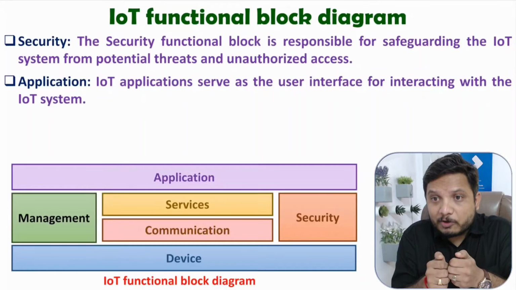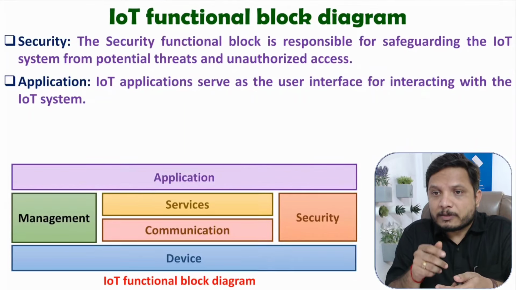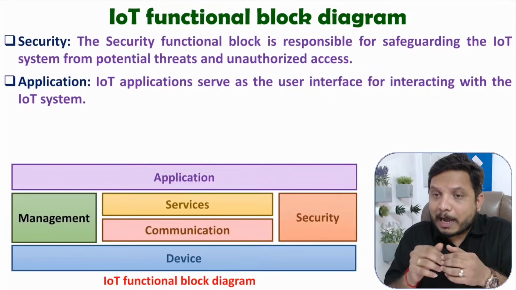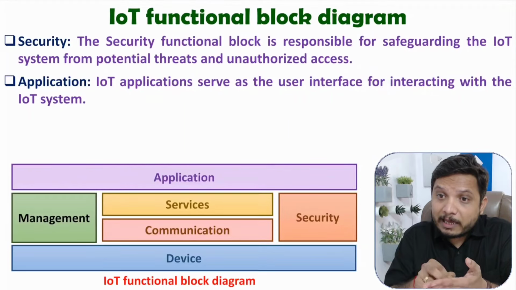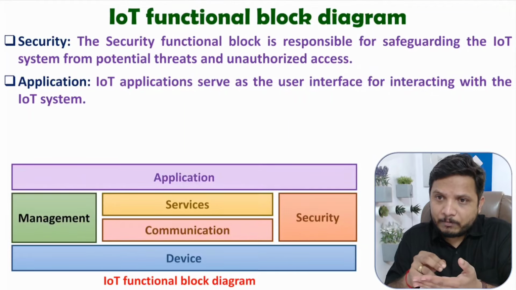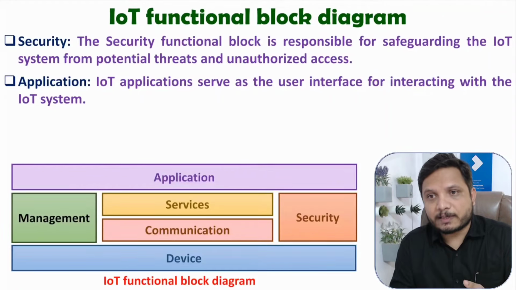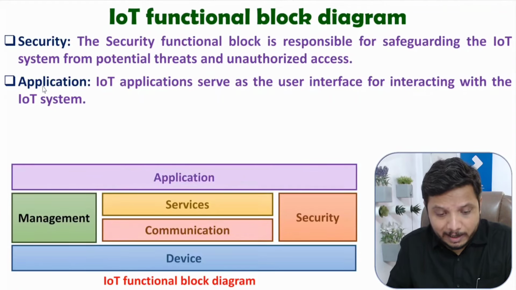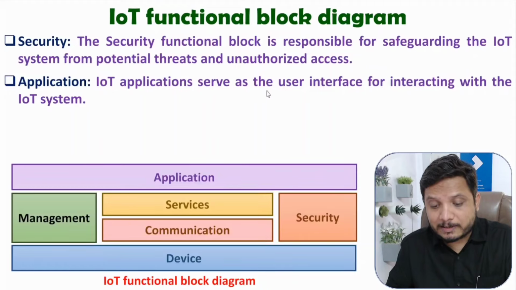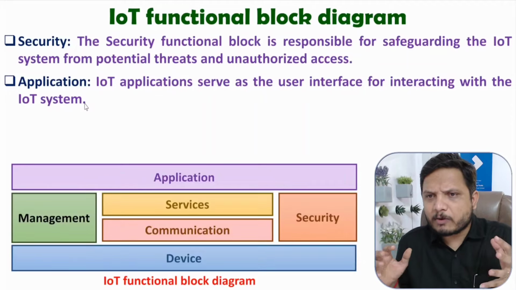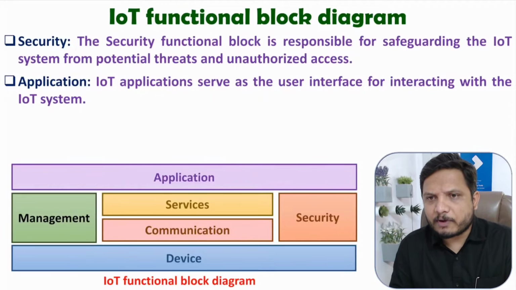Like in your mobile, you will be using application. So before you use application, there are some algorithms. By those algorithms, we will be taking decisions. And before you take decisions, that application will give you user interface, right? So here application in IoT serves as the user interface for interacting with IoT system, right? So that is how different blocks are there with IoT functional block diagram.